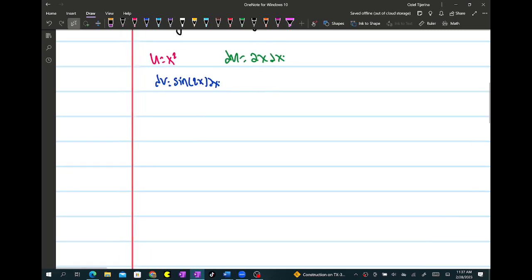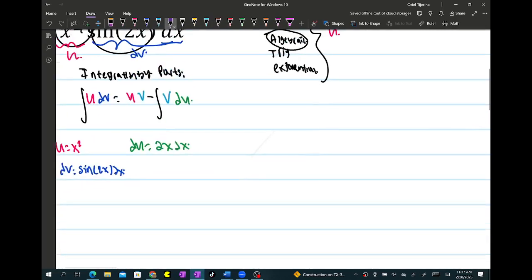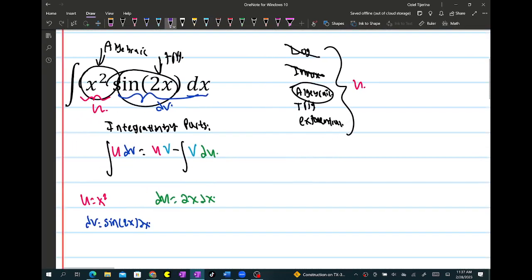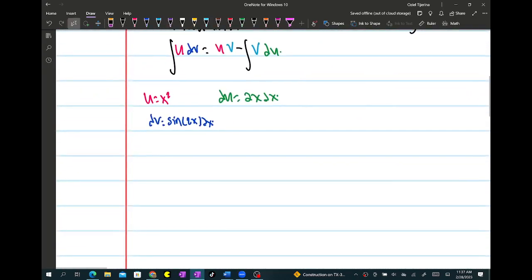And v is a little harder. This is where I was heading when I said we need to use other methods of integration. For v, we have to actually integrate using u-substitution. Let's just say we don't know what v is. We know that v is really just the integral of this. So we're going to separately integrate sine of 2x dx using u-substitution.